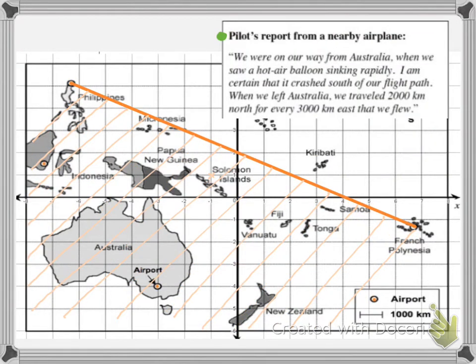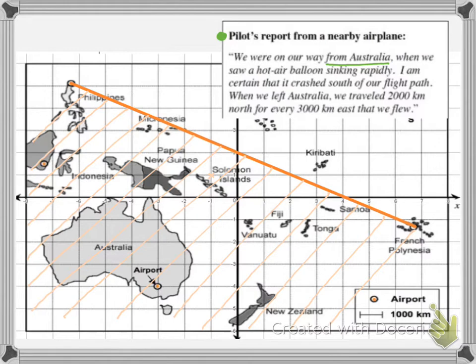Okay, so now here I've got my graph from the previous one already set up. So now I'm just trying to build on top of this. If I build on top of this, now I'm at the green one, so a different piece of information. They were on their way from Australia. Saw a hot air balloon sinking rapidly. Okay, I'm certain. All right, so it's from Australia.